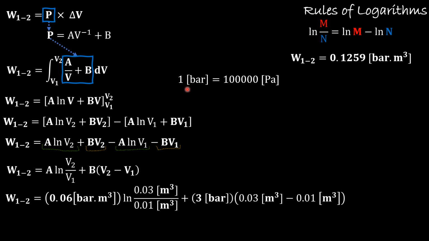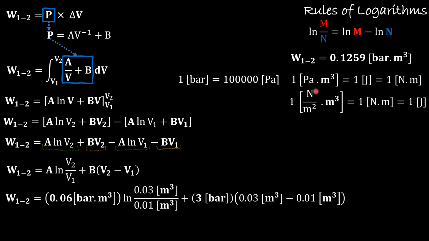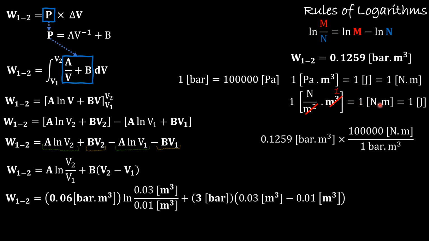Now we know that 1 bar is equivalent to 100,000 Pascal. That's 1 bar. So from the definition of work, 1 Pascal times meter cube, or in other words, 1 joule, or 1 Newton times meter. Now, Pascal is Newton over meter squared times meter cube equal to the same thing. Meter squared cancels with this, will give you 1. You will end up with Newton times meter in here.